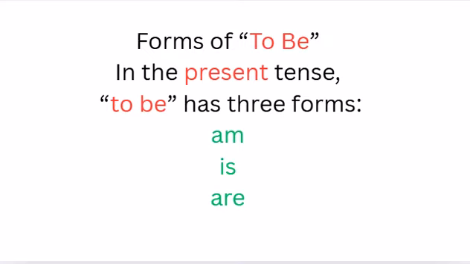See, forms of to be in the present tense. I am speaking only about the present tense. What are the forms of to be here? There are three forms, nothing but am, is, and are. You know about is, am, and are, right? These are the verbs which are used in the present form while speaking.